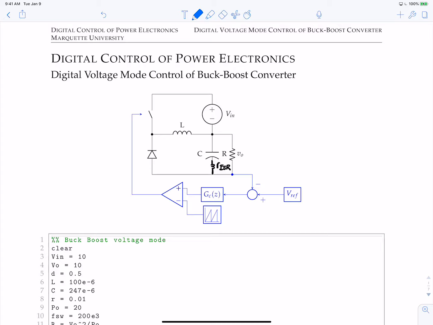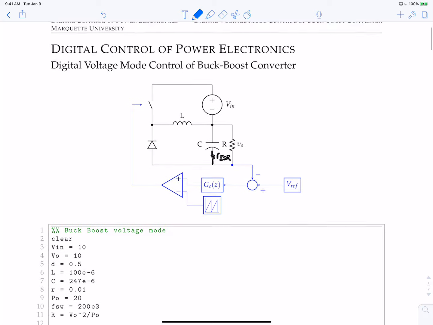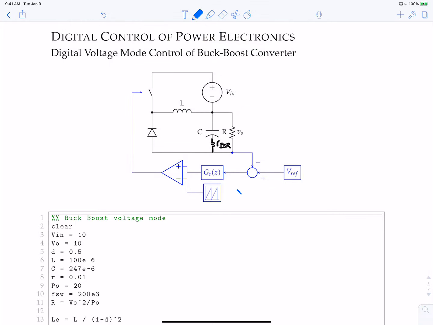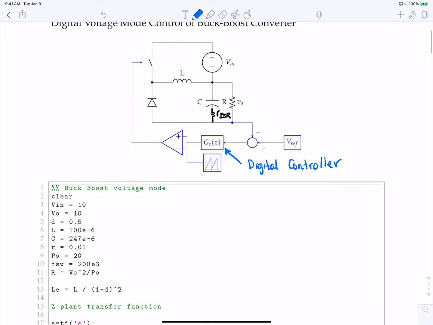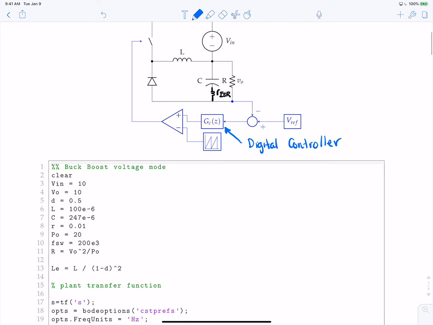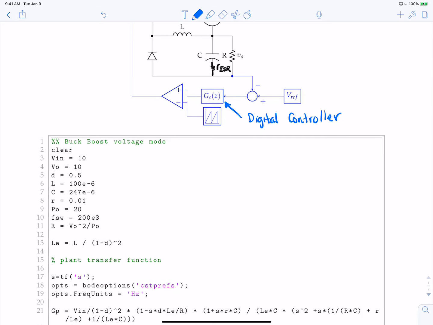In this section, we're going to talk about the digital control of voltage mode control for a BuckBoost converter. What we are actually going to do is work off of our previous section and convert the continuous time controller to a digital controller. A lot of the work from the previous section has been laid down and a continuous time controller has been designed. So let's briefly go over what happened here.